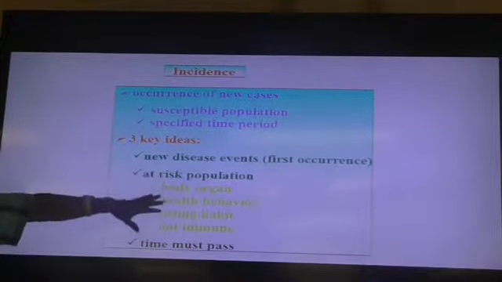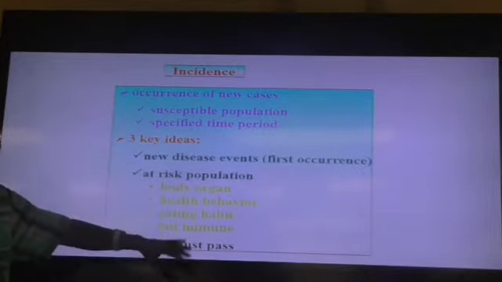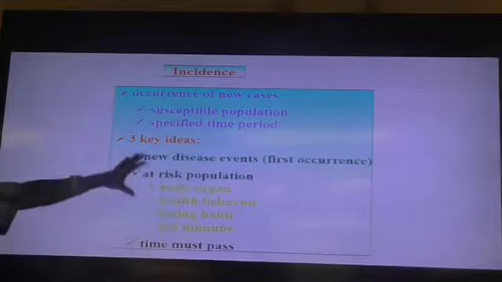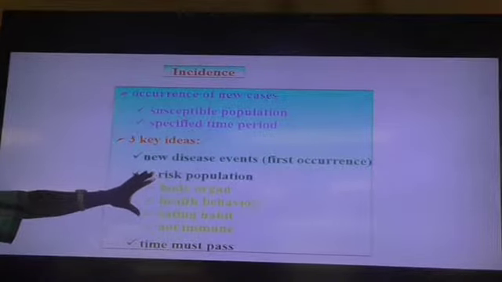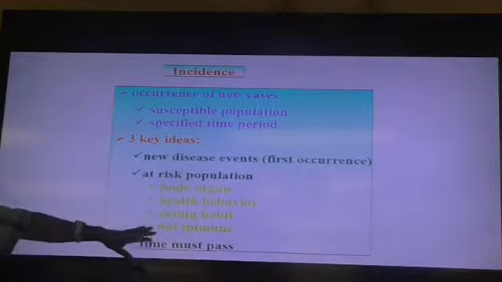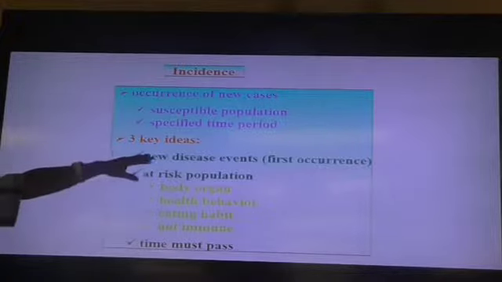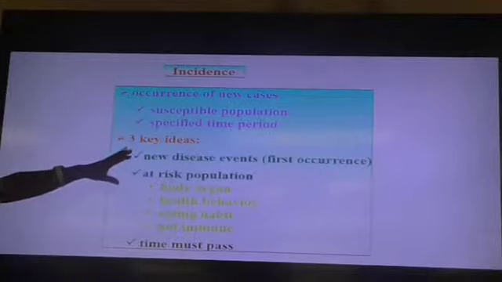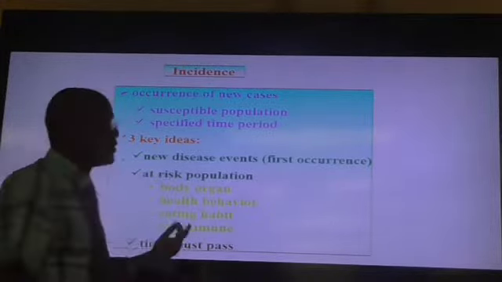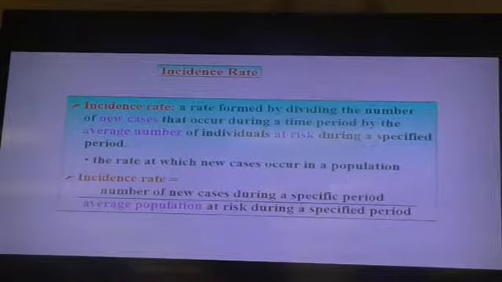When you say at risk, it has to be at a body organ, health behavior, eating habit, or lack of immunity. So the population has to be at risk at the beginning. And then the time must pass. You just can't go there and say it's new case. You have to make sure that originally that individual is what? Free of the condition. So you have to wait for some time for that new case to occur. So time must pass. So these are the differences between the two, the prevalence and incidence.